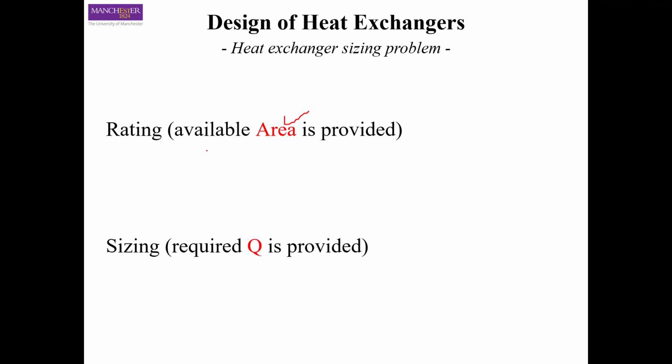Okay, so in this case of rating, we need to calculate what is U. Okay, that is the overall heat transfer coefficient, and then we calculate what is delta T, or corrected delta T, and then we calculate what is the Q available for these new conditions.